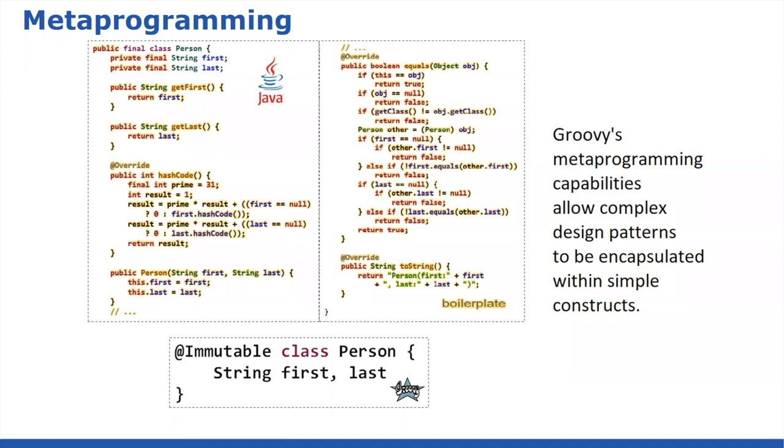And there are books that describe the design patterns involved in that code. Once you're familiar with those design patterns, you can certainly churn out code like that. But it's a lot simpler in Groovy just to use a declarative style and say this is an immutable class and here are the properties of the class.